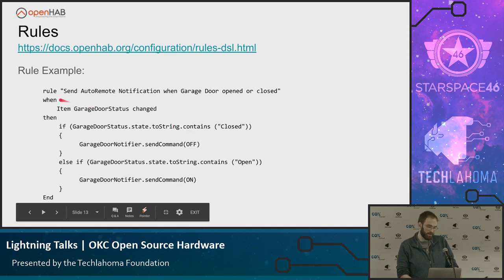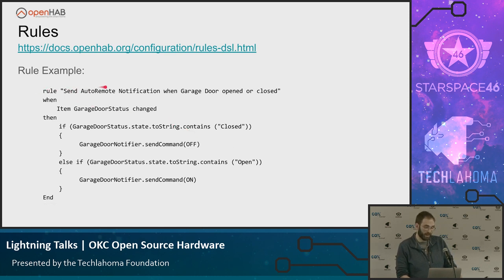So this is a rule. You basically just say, hey, I'm starting a new rule and this is the name. You give it a trigger. And this particular trigger is an item-based trigger. So when this item called garage door status changes, then I want to do something. You can also do triggers based on certain times or every X number of hours, stuff like that. So when the garage door status changes to closed, I want the notifier to send a message to my phone that says, hey, garage door's closed. And when it's open, I want to know that it opened.